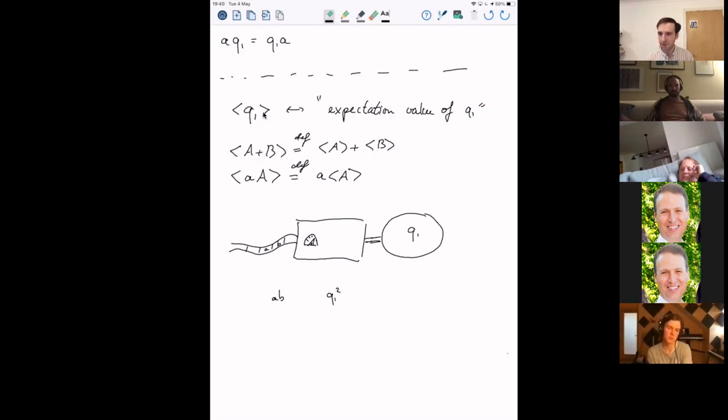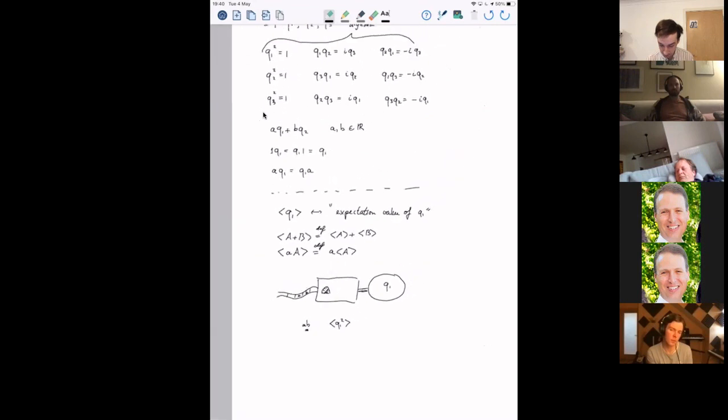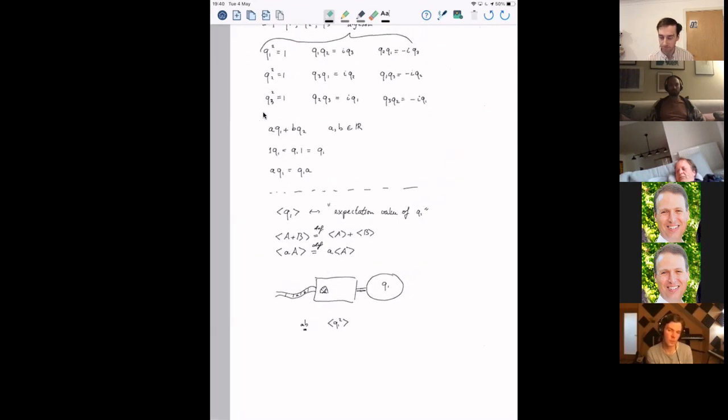And we can now learn interesting things about these kinds of results from the algebra of the Q numbers, Q1, Q2, and Q3. Namely, we can ask, what's the expectation value of Q1 squared? What do we expect to see if we multiply together two measurement results of a measurement on Q1? Well, as we know from the algebra, Q1 squared is equal to 1.